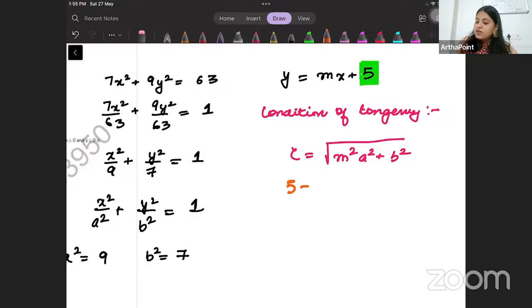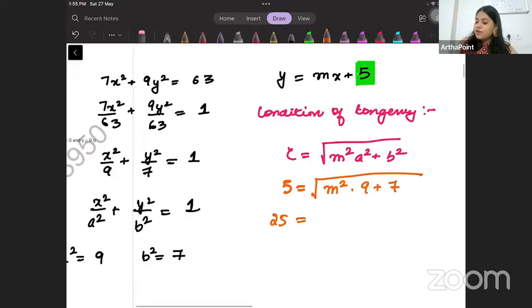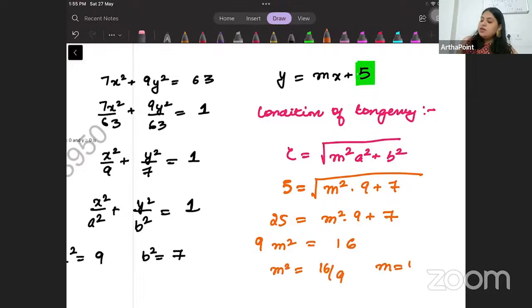So 5 is equal to root of m square times a square, which is 9, plus b square, which is 7. Find the value of m, that's the slope. If I square both sides, I will get 25 is equal to m square into 9 plus 7. So m square into 9 will be 16, so m square will be 16 by 9, so m will be 4 by 3.